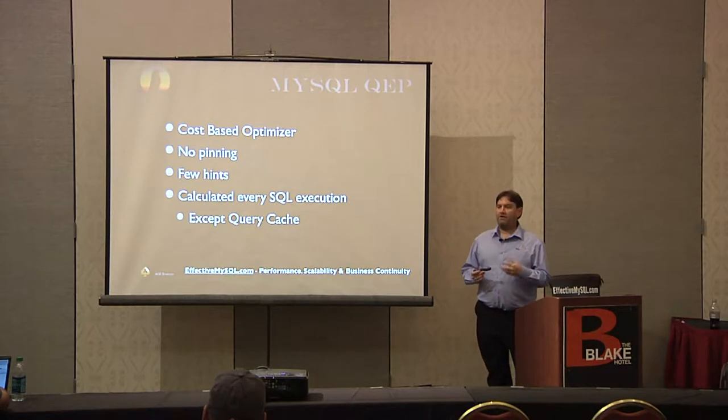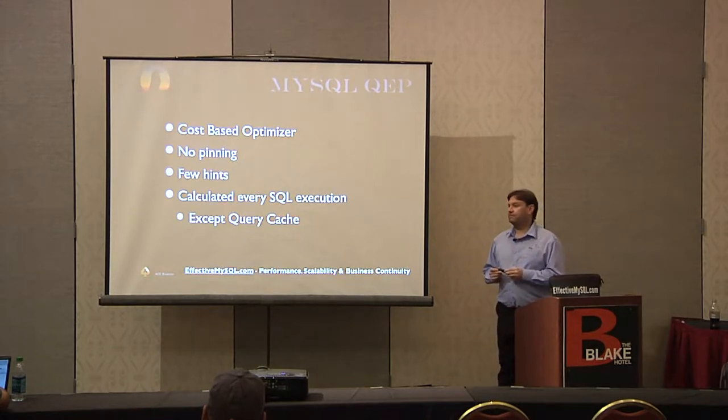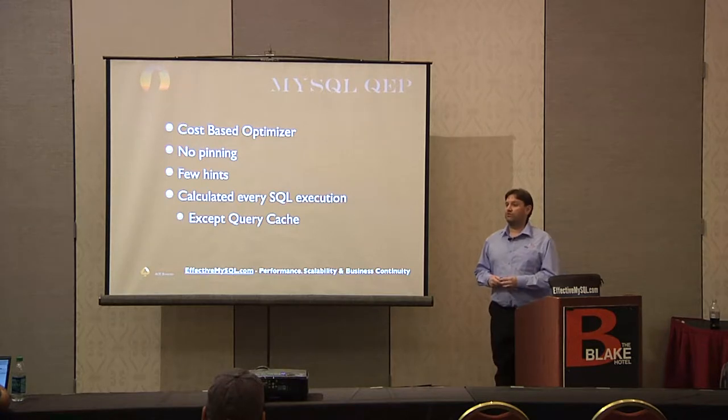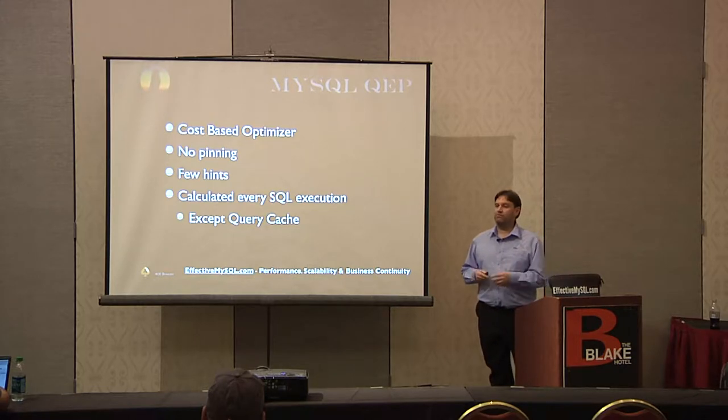Just some background about the MySQL optimizer. It's a cost-based optimizer. So it's going to make a decision based on how much it expects it will cost the query to execute. And basically that comes down to how much disk IO you're going to do. There are some other indicators, but effectively cost means how expensive is it going to be for me to retrieve the information from disk.